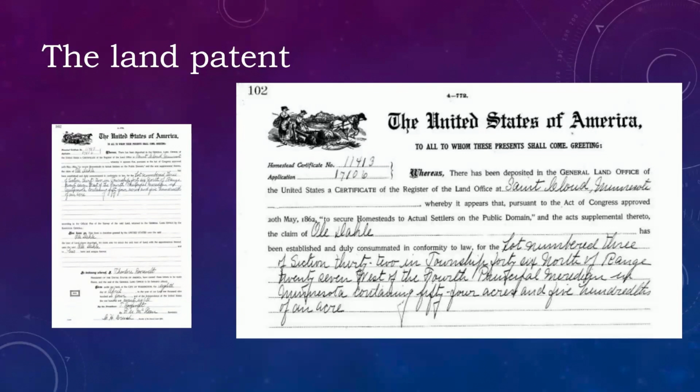Whereas there's been a deposit in the General Land Office of the United States, a certificate of the Register of Land Office at blah, blah, blah, where it appears pursuant to Act of Congress approved 20th May, 1862, to secure homesteads to actual settlers on the public domain, and the acts supplemental thereto, the claim of that name has been established and duly consummated in conformity to the law for, and then it's the metes and bounds, identifying the land. And let's look at the second half.